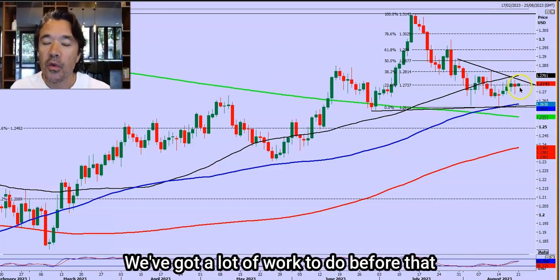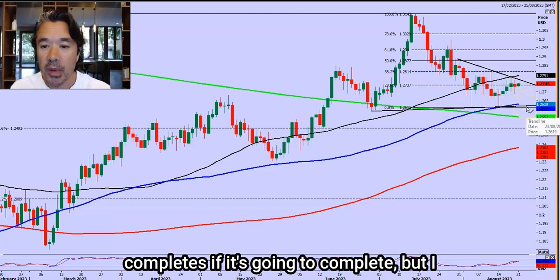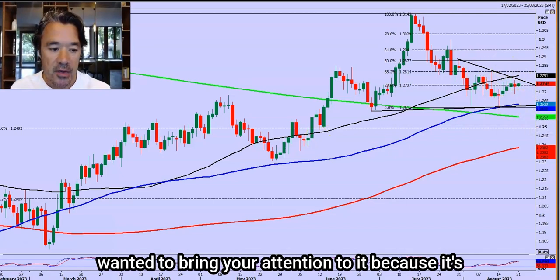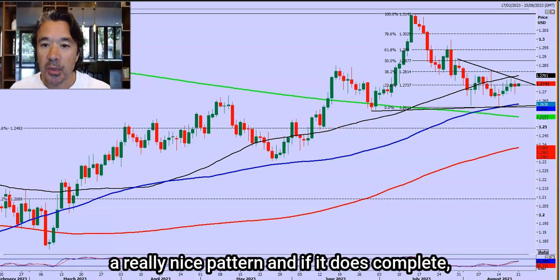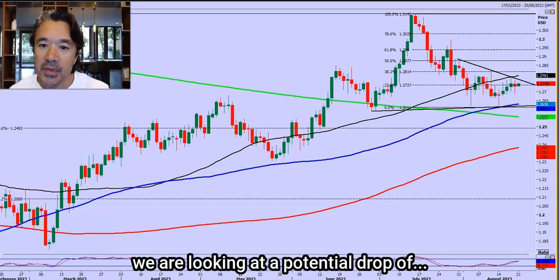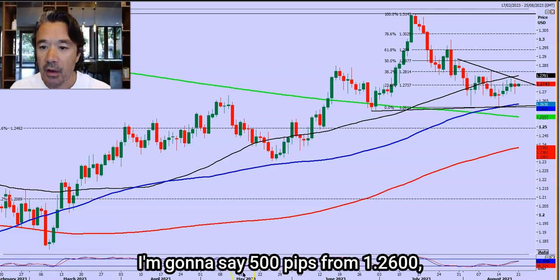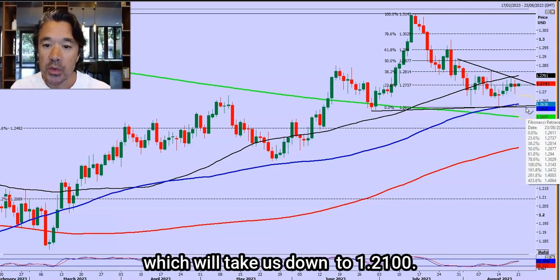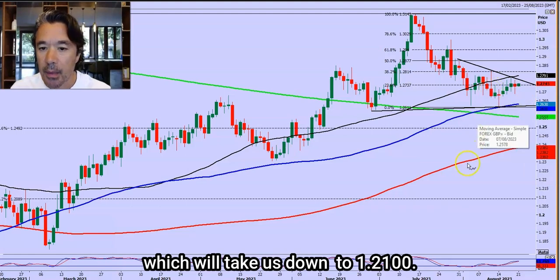We've got a lot of work to do before that completes, if it's going to complete, but I wanted to bring your attention to it because it's a really nice pattern. And if it does complete, we are looking at a potential drop of, I'm going to say, 500 pips from 126.00, which will take us down to 121.00.